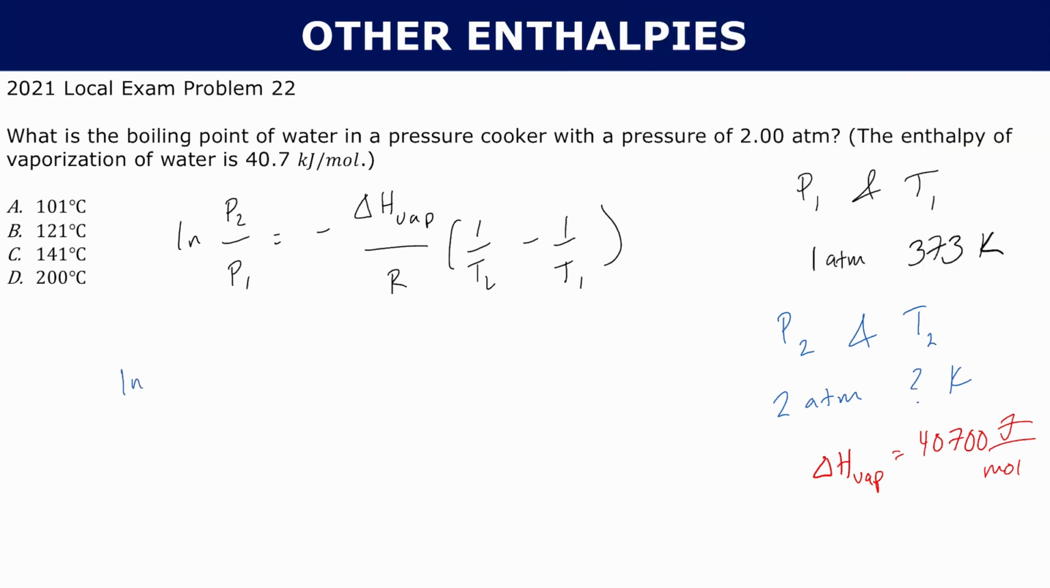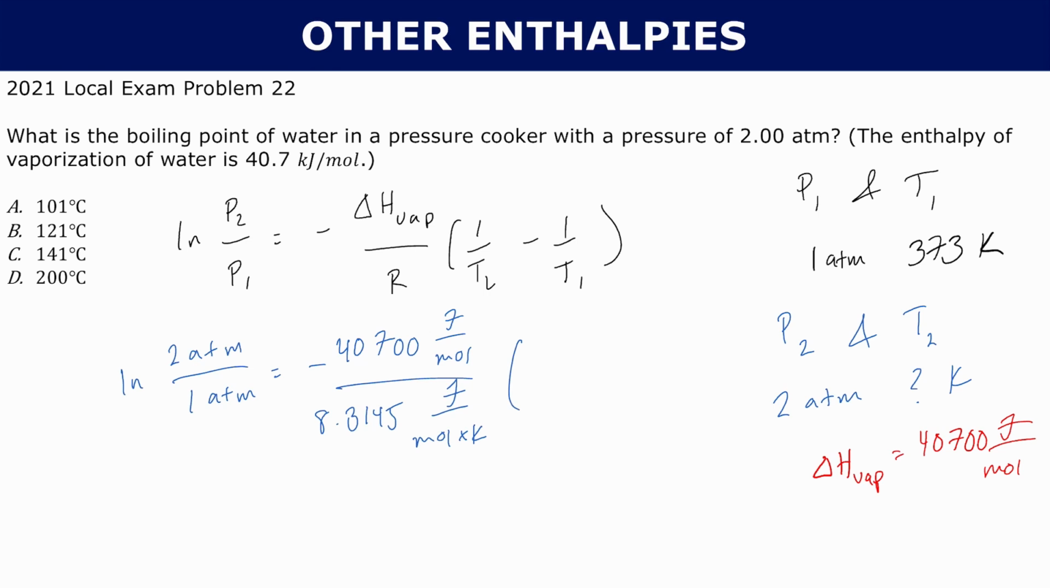So we know that the natural log of pressure 2, that's 2 atmospheres, over pressure 1, 1 atmosphere, is going to be negative 40,700 joules per mole over 8.3145 joules per mole times Kelvin. And then it's going to be 1 over temperature 2. We don't know temperature 2. Temperature 2 is what we're trying to find at the end. Minus 1 over temperature 1. Temperature 1 is 373 Kelvin.